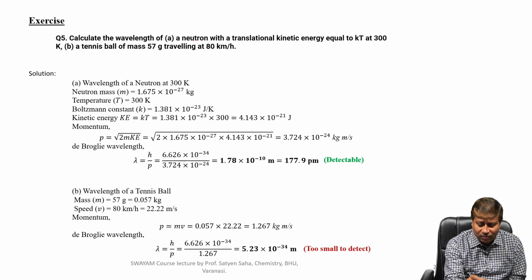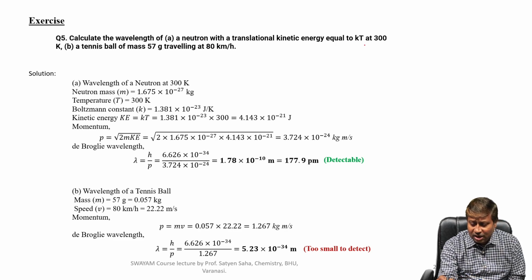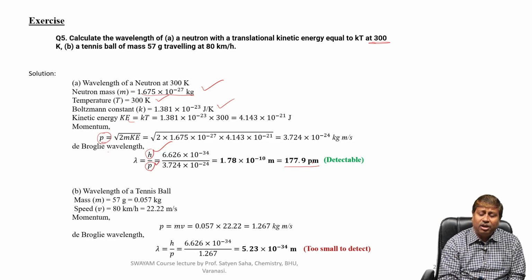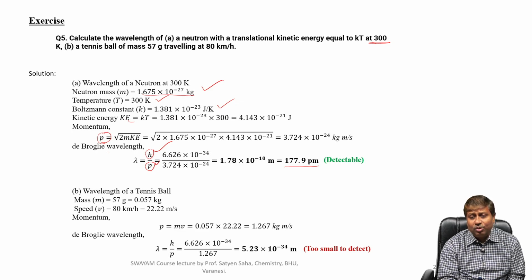The associated wavelength with the neutron at 300 kelvin temperature. The neutron mass you know, the temperature is given, and the Boltzmann constant. So, you can calculate the kinetic energy and the momentum p, and according to the de Broglie equation, lambda is equal to h by p. You have h, and you have p because you calculated it, and then you see it is 177.9 picometer. So, 177.9 picometer can be detected by the detectors available with us.